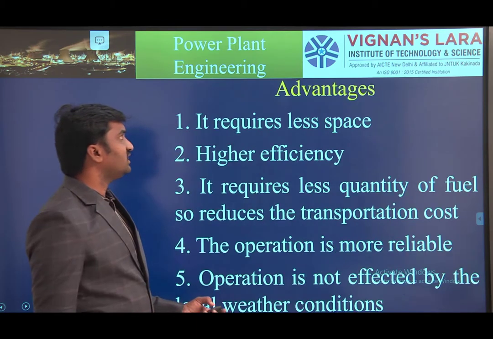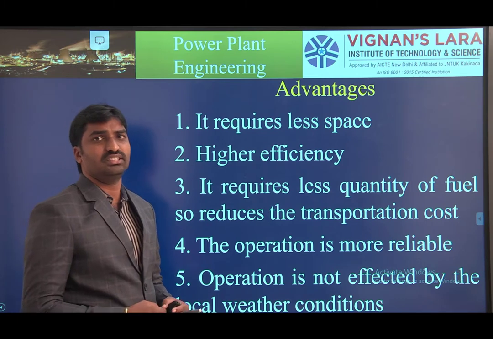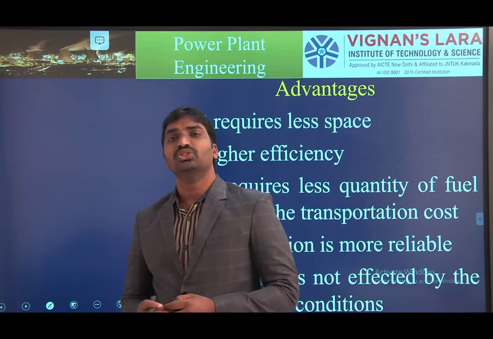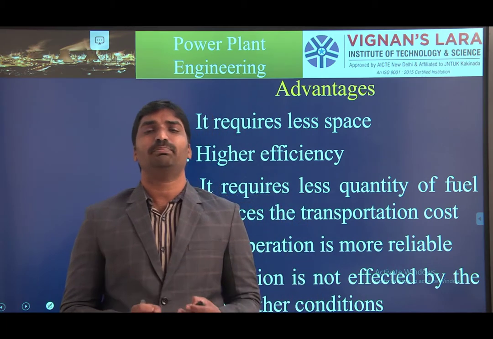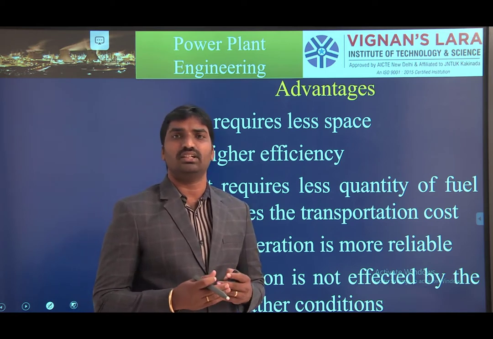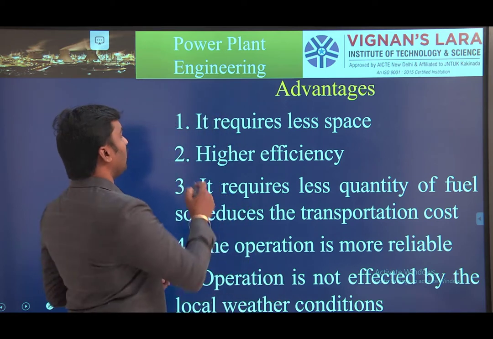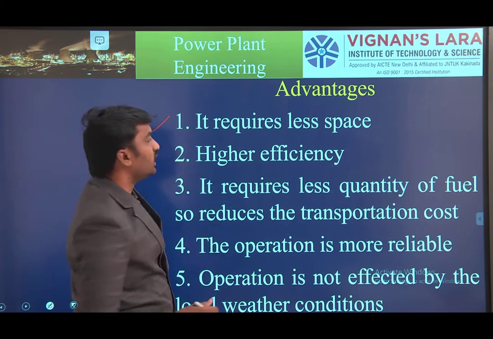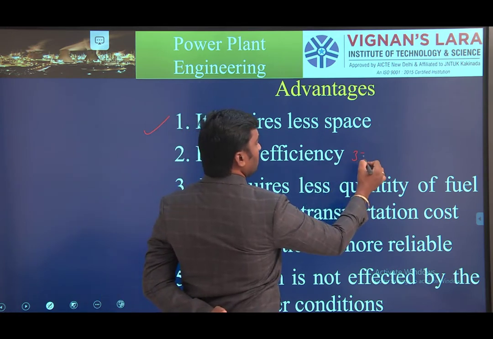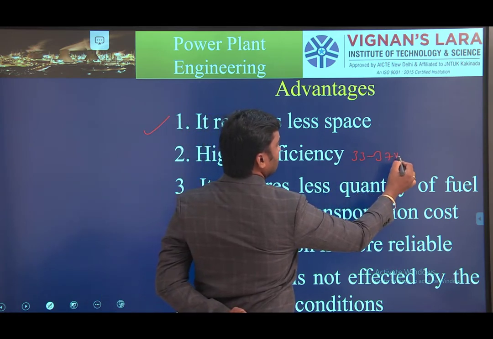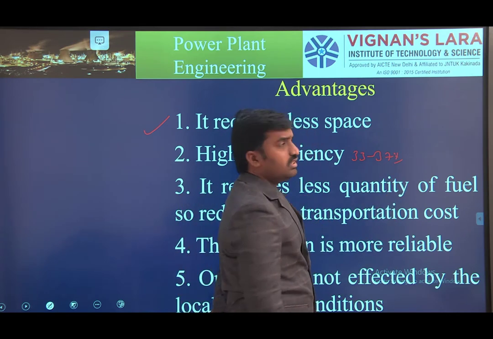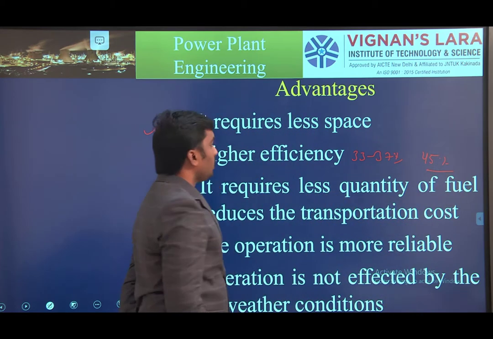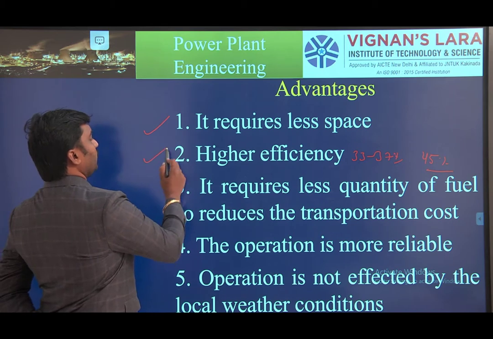And next, what are the advantages of nuclear power stations? The main advantages: why we opt for the nuclear power station. A nuclear power station occupies very little space compared to hydro and steam power plants. So that is one advantage. Less space is required, and it also has higher efficiency. Generally the efficiency is around 33 to 37% in normal conditions. With advanced conditions, around 45% can also be obtained from nuclear power stations.